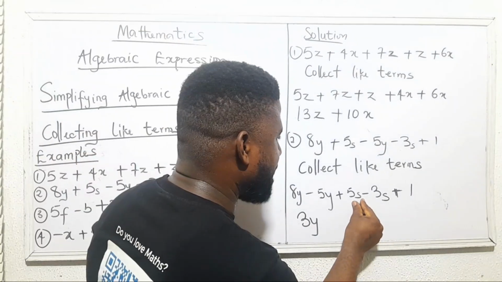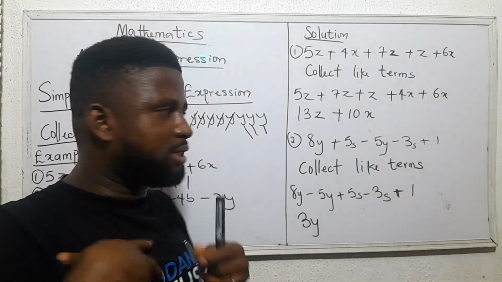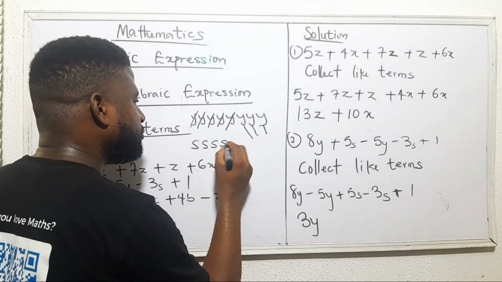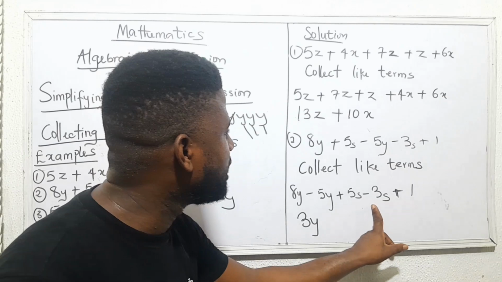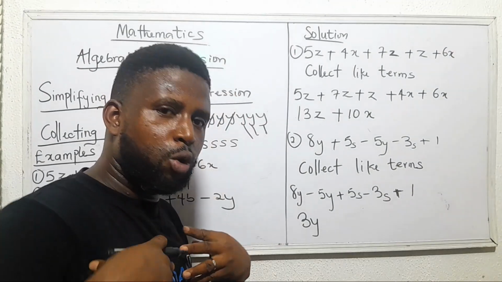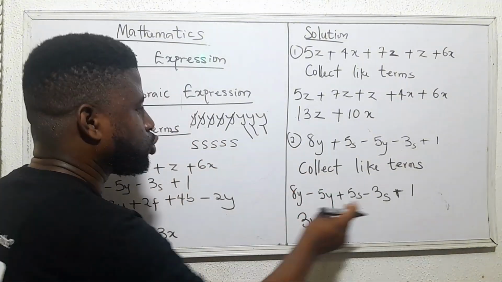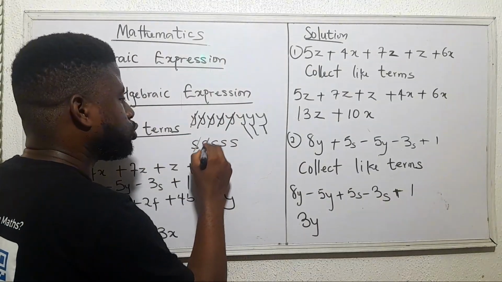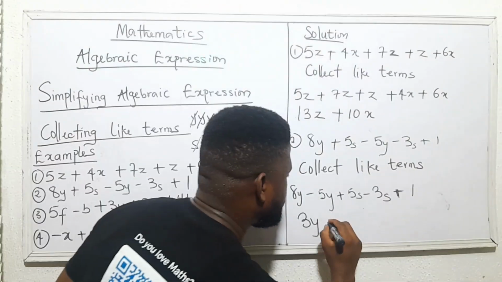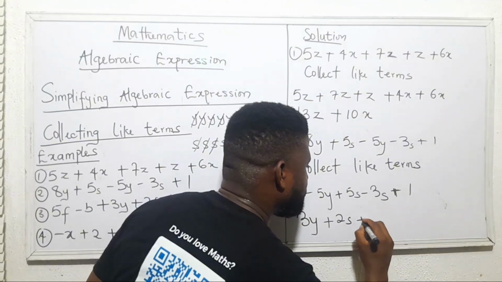Now 5s, the sign with 5s is plus, positive, which means I have it. So I have 5s, 1, 2, 3, 4, 5, minus 3s. Minus is I'm owing, which means I need to pay what I'm owing from what I have. So I'm paying 3, 1, 2, 3. I'll have 2 left. It's what I have, so it is positive 2s. And of course we have plus 1.